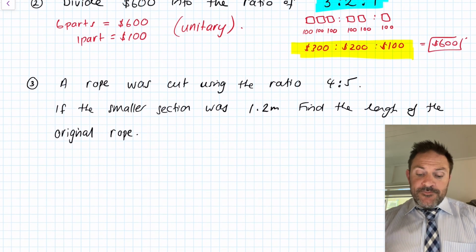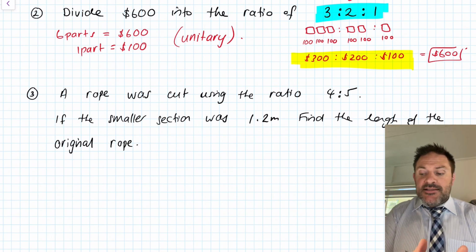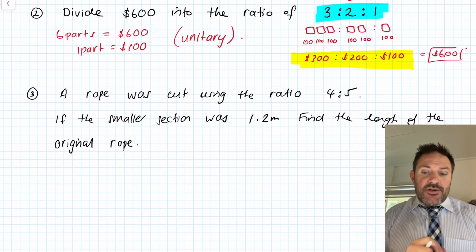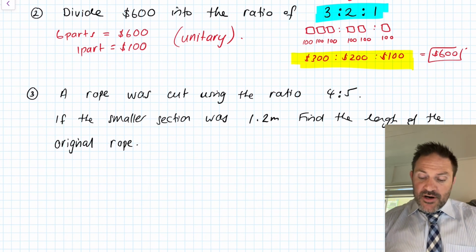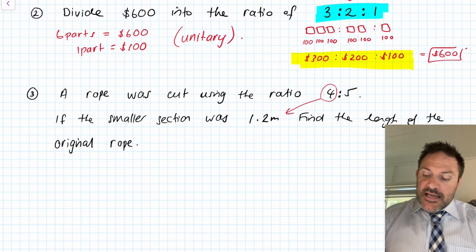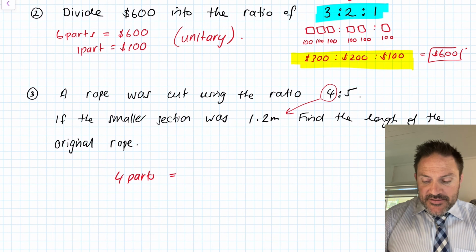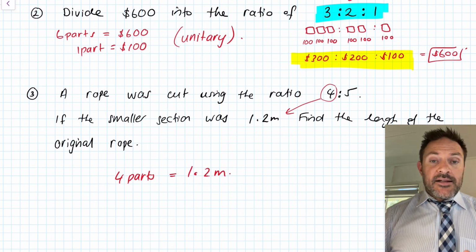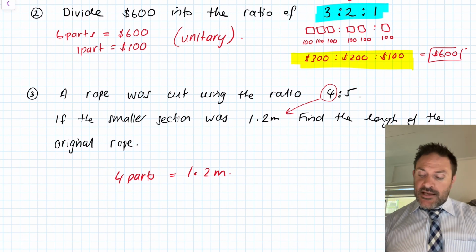The last question, okay, see how you went with this one? Very similar, but instead of them giving you the total amount of parts, they just give you one section of it. So in this case, we know it's 4 parts to 5 parts, all right? And it says the smallest section, which is the 4 parts, is 1.2 meters. So 4 parts equals 1.2 meters, not 9 parts. We're looking for the whole amount. We want the 9 parts at the end of it.